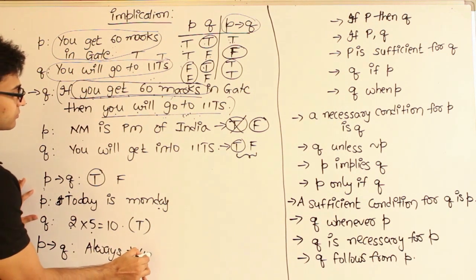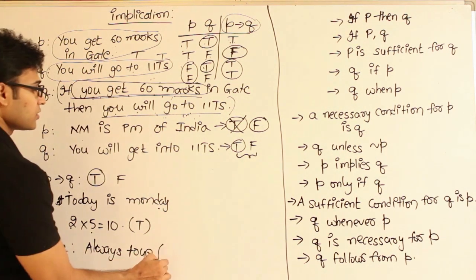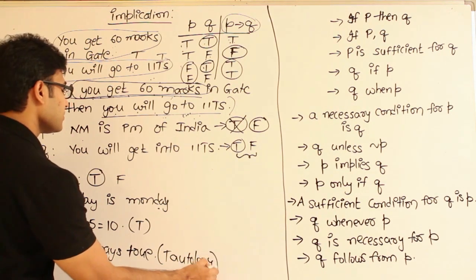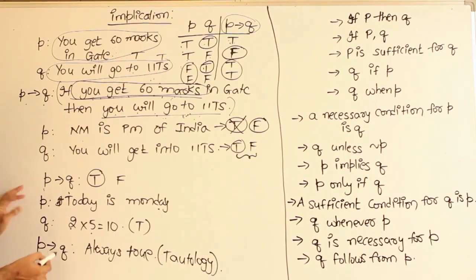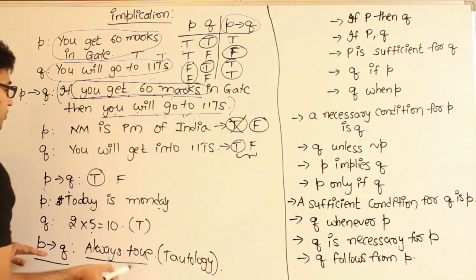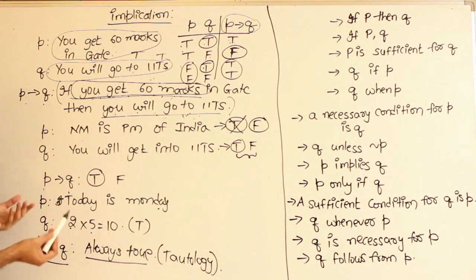Always true. A statement which is always true is also called a tautology. What this means is that the statement P implies Q is always going to be true, whatever you do. Irrespective of what day it is, any day you speak about it, it is going to be true. Actually, there will be no meaning.